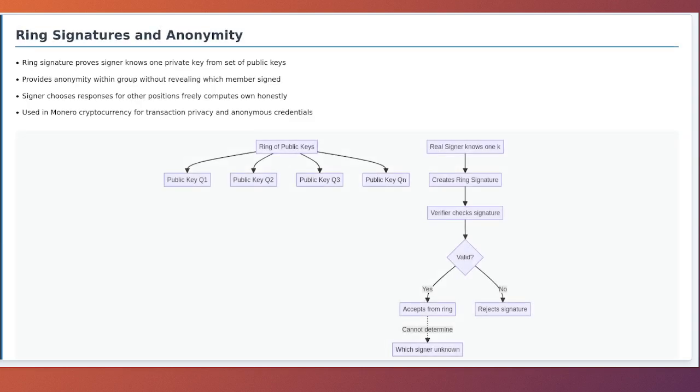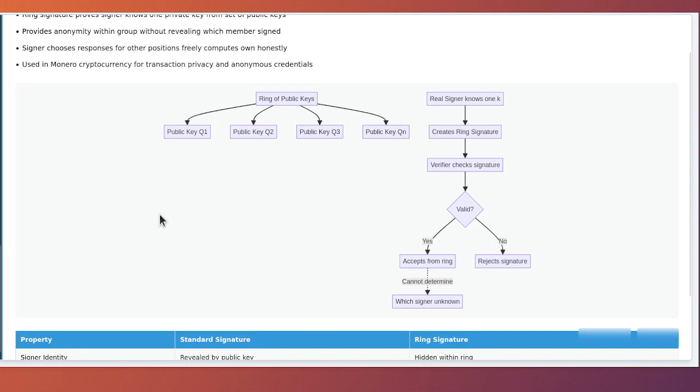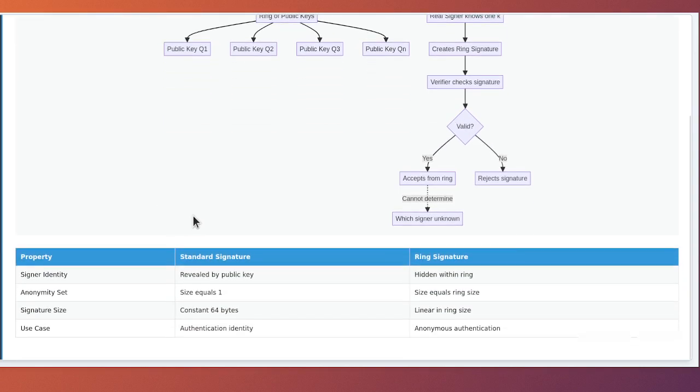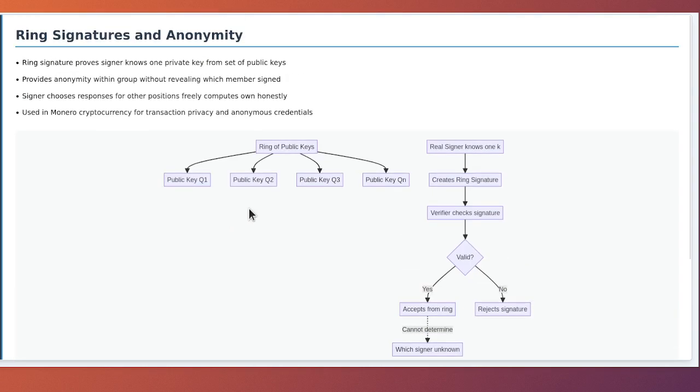Ring signatures and anonymity. One of the most powerful applications of zero-knowledge proofs on elliptic curves is ring signatures. A ring signature allows a signer to prove they know the private key corresponding to one public key in a set of public keys, without revealing which one. This provides anonymity within a group. The verifier knows the signature came from someone in the group, but cannot determine who. Ring signatures are fundamental to privacy-preserving cryptocurrencies like Monero and are used in various anonymous credential systems.